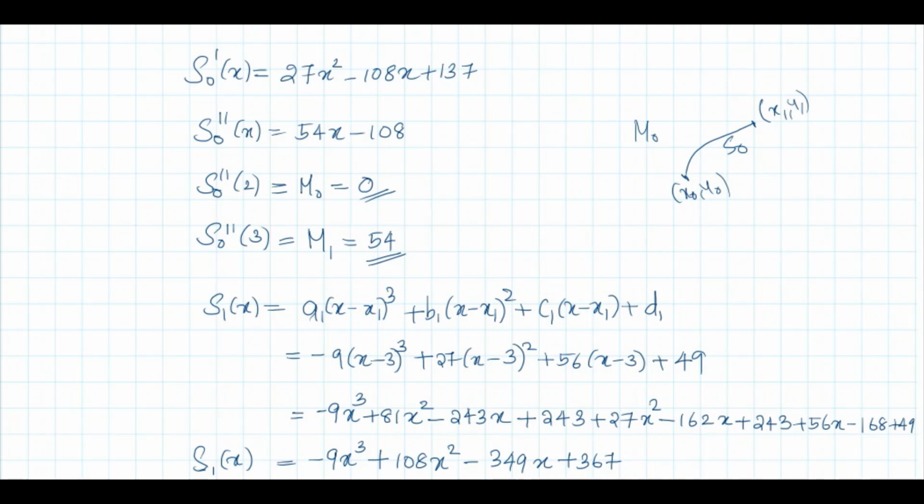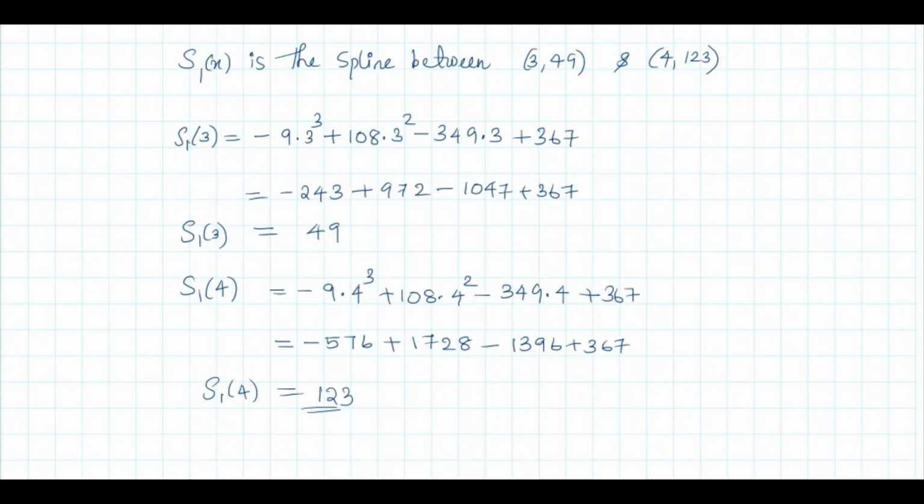Now we will calculate S1 of x. A1 is minus 9, B1 is 27, C1 is 56, D1 is 49. Substituting and solving, you will get minus 9x cube plus 108x square minus 349x plus 367. So S1 of x is the spline between (3, 49) and (4, 123). If you put 3, you should get 49. If you put 4, you should get 123. So that is also correct.